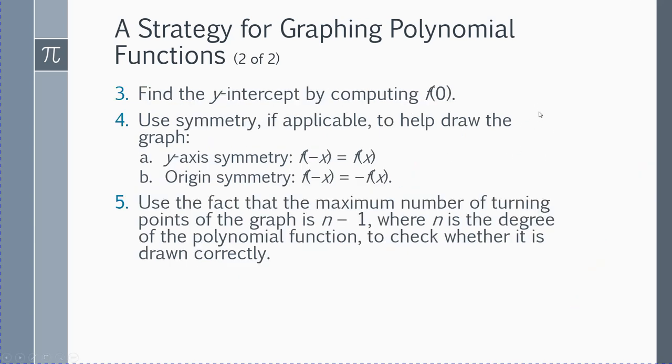Next, you're going to find the y-intercept just to have it. So basically what you're doing is you're plugging 0 into the function, and then you're going to have this new point, 0 comma f of 0, this is the y-intercept. Then you're going to use symmetry if it's applicable to help you sketch the graph. This is the least important part, and you can often skip this.